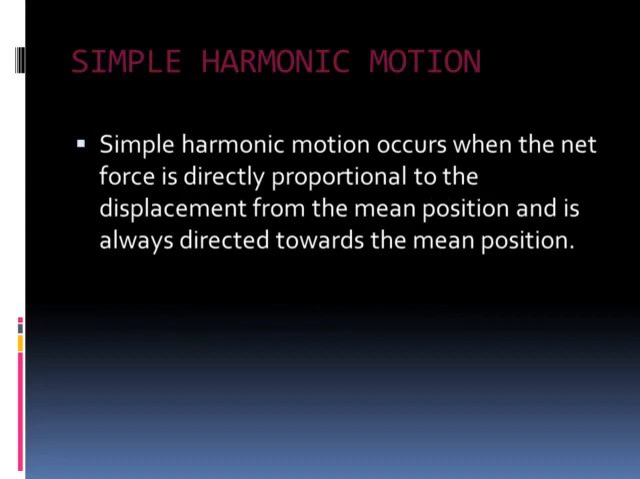Firstly, it is important to recall your knowledge about simple harmonic motion, as a simple pendulum also exhibits simple harmonic motion. Now, simple harmonic motion occurs when the net force is directly proportional to the displacement from the mean position and is always directed towards the mean position. And we can also define it as a vibratory motion, or a to and fro motion of a particle about its mean position in equal intervals of time.